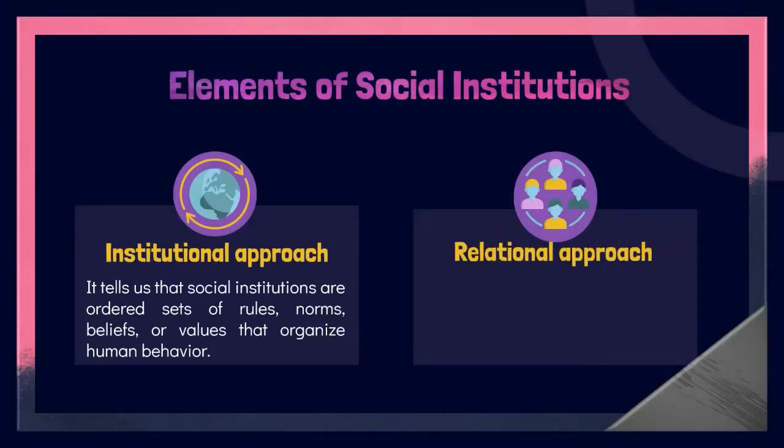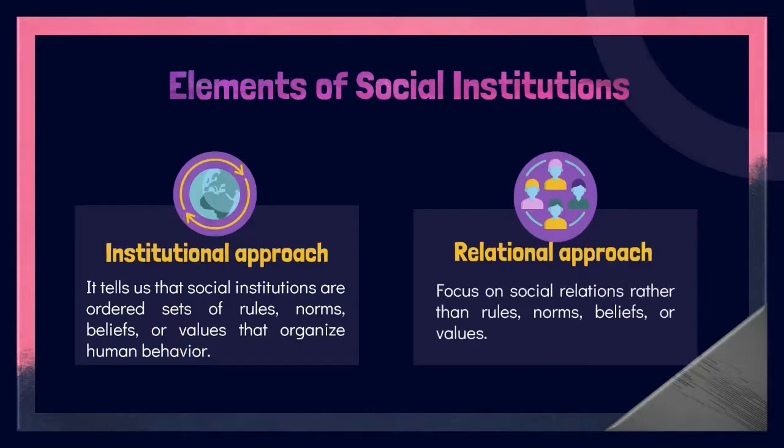Institutional approach, it tells us that social institutions are ordered sets of rules, norms, beliefs, or values that organize human behavior. And the relational approach focuses on social relations rather than rules, norms, beliefs, or values. Nevertheless, it is possible to consider both approaches and look into both the organized sets of elements as well as social relations when analyzing social institutions.